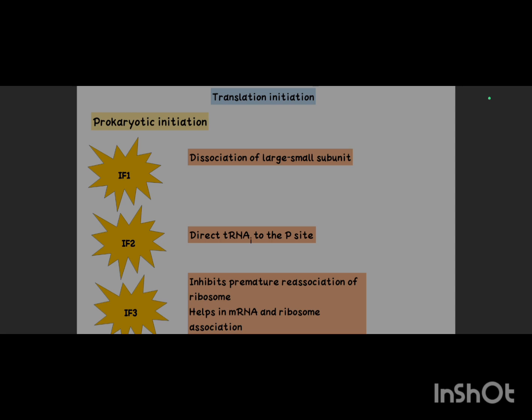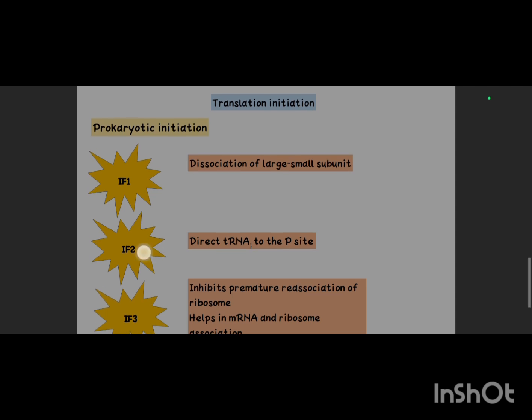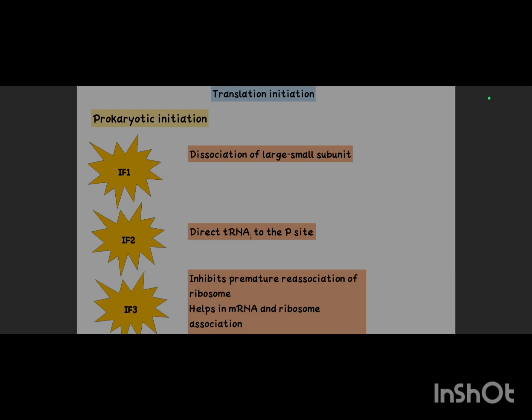As I have already mentioned, there are three sites, E, P and A, and this is a very informative point: the first tRNA, or initiator tRNA, always comes to the P site. Then from the second tRNA onward, it comes to the A site, and then peptide bond formation happens. Like that, polypeptide chain synthesis happens. We will discuss it in the elongation process. So who brings the first tRNA to the P site? That is IF2. This factor brings the initiator tRNA to the P site.